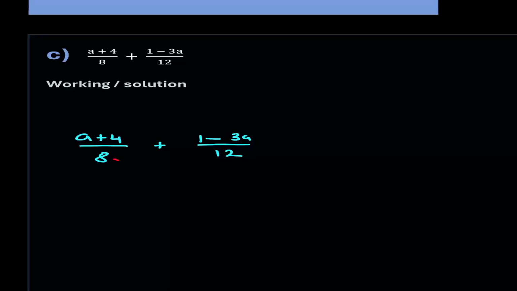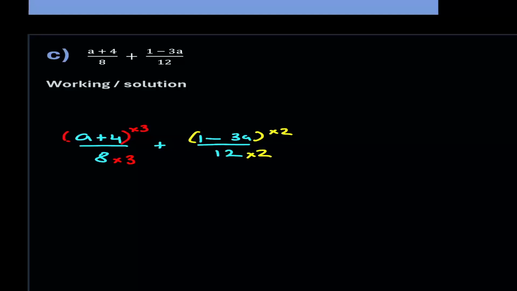So to make 8 into 24, what do you need to multiply it by? 3. And whatever you do to the bottom, you have to do to the top to make the equation hold true. To make 12 into 24, what do we need to multiply that by? 2, not 3 again. Don't know my 12 times table. And whatever you do to the bottom, you have to do to the top. So we're going to multiply the top by 2 as well.